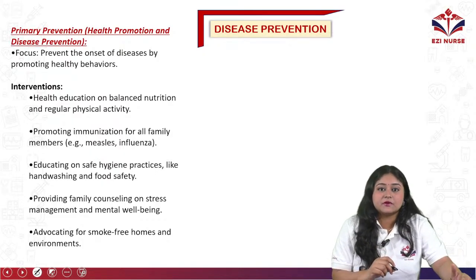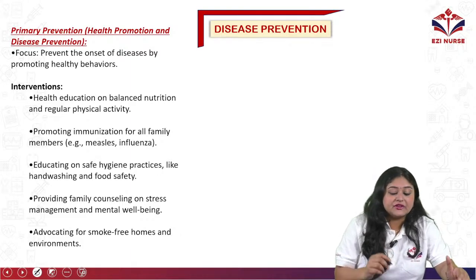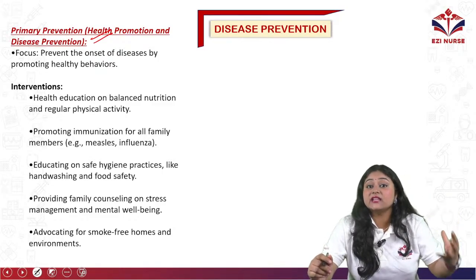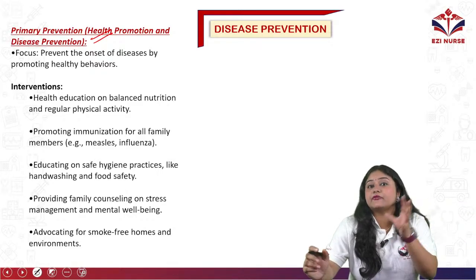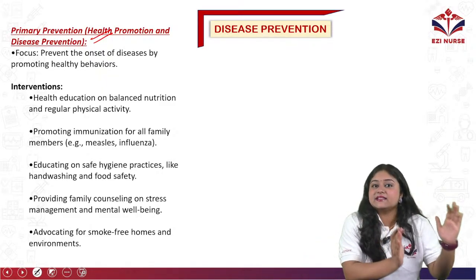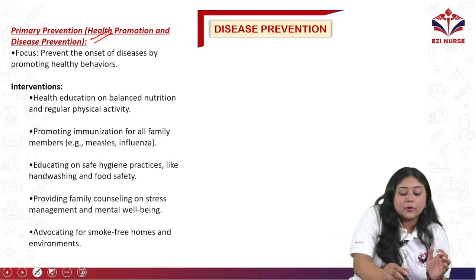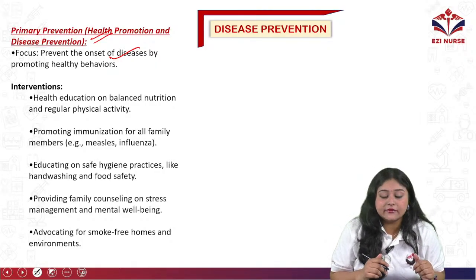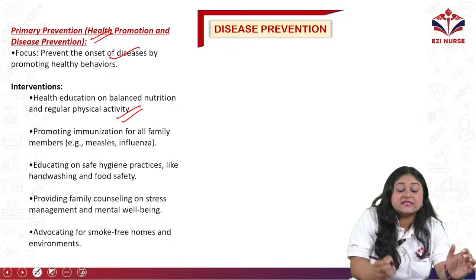As we know, disease prevention has three phases: primary, secondary and tertiary. Primary prevention is nothing but health promotion as well as disease prevention. That means before a particular microorganism or any substance that affects our health enters the body, what precautions are we taking? That is called primary prevention. Primary prevention focuses on preventing the onset of disease by promoting healthy behaviors. The intervention is health education based on balanced nutrition and regular physical activity.